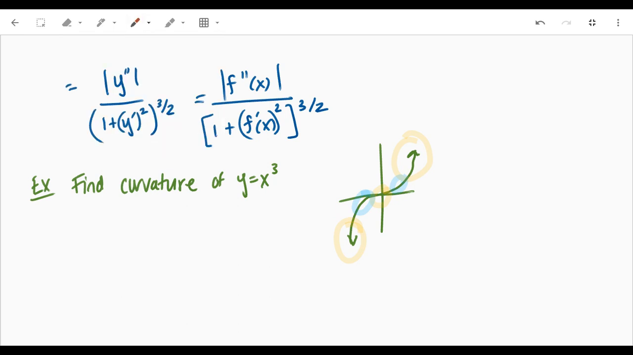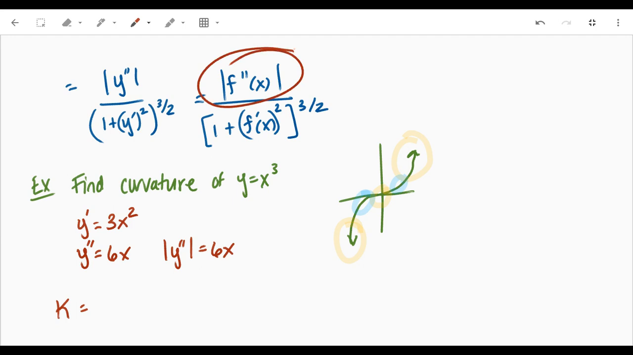So let's get a different color here. y prime would be 3x squared. y double prime would be 6x. So the magnitude of y double prime would also be 6x. That's how it's going to work. So then your curvature would be this piece: 6x over 1 plus 3x squared squared, so 9x to the 4th, to the 3 halves.